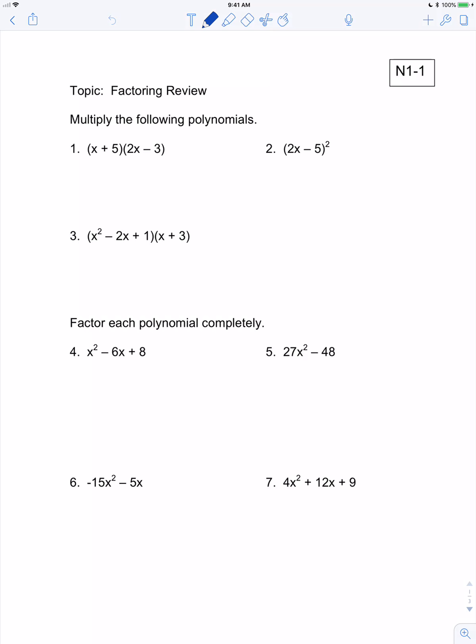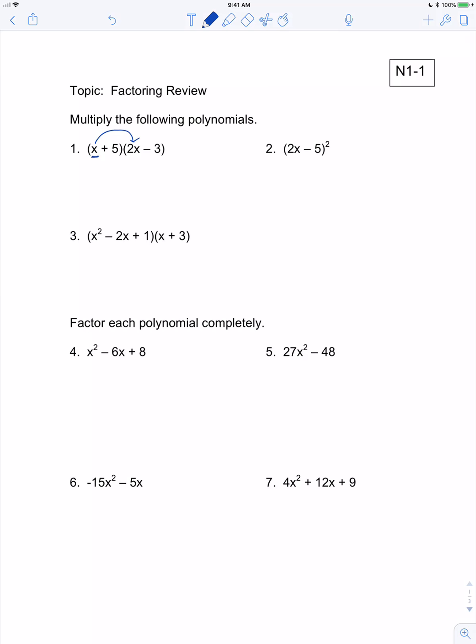We're going to be reviewing factoring today. So let's just remember how to multiply polynomials. And remember, every term has to be multiplied by every term. So every term in the first binomial or polynomial has to get multiplied by everything in the second polynomial. So we're first going to take this x and we're going to multiply it by every term in the second.